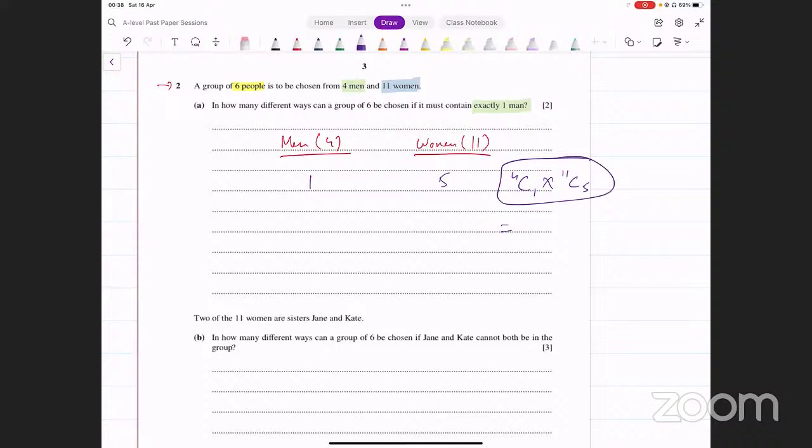इसको आप ऐसे छोड़ के नहीं आएंगे. You'll write down the final result after evaluating. और आप देख लें बस क्या आता है. 4 into 11C5. And that turns out to be 1848. That's your final result. ठीक है?